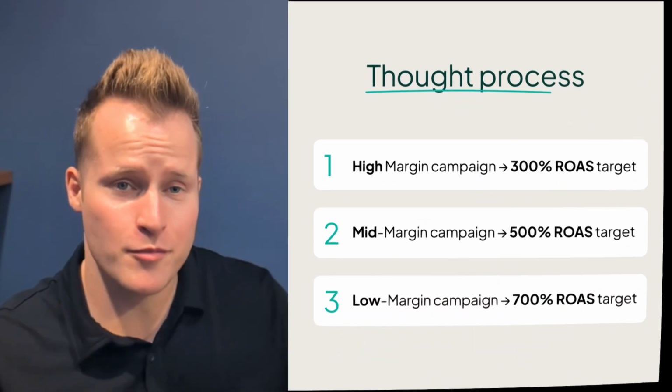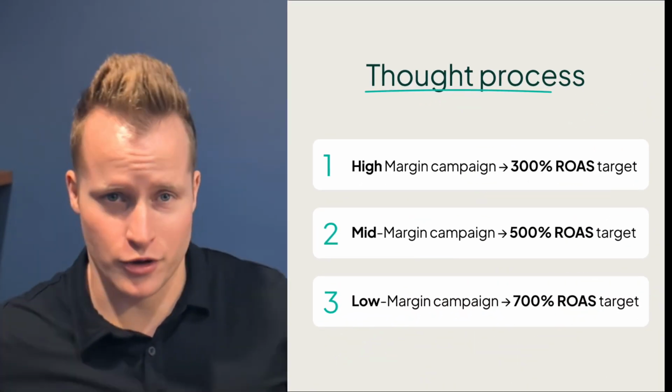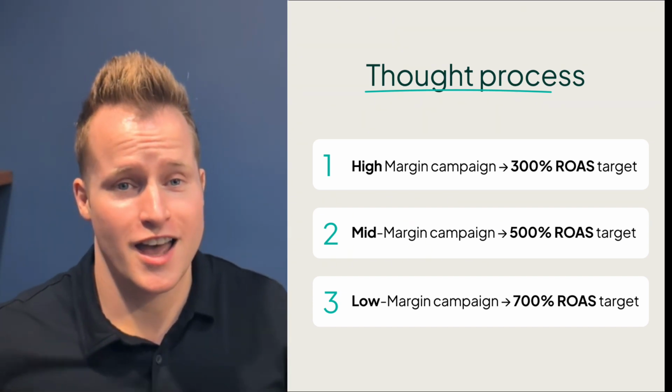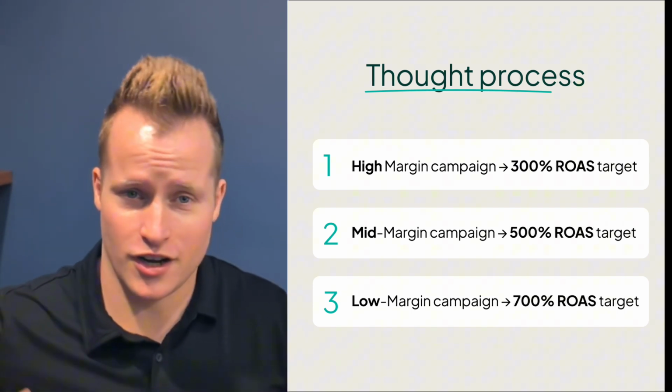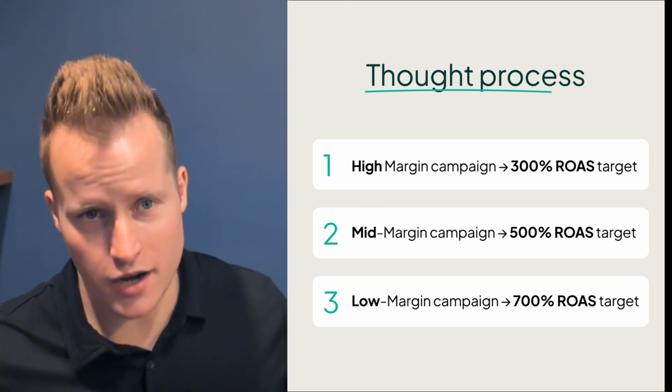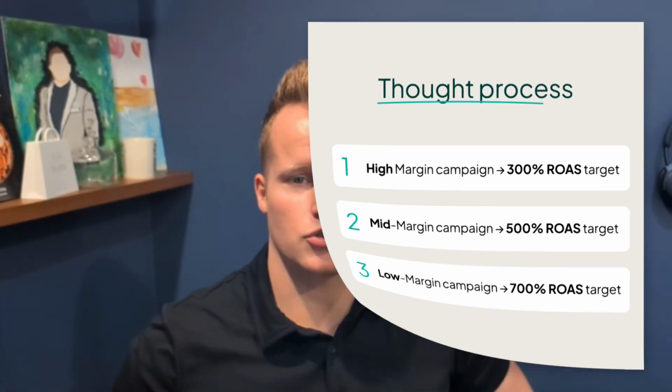It'll typically look something like this. You have a high margin campaign targeting 300% ROAS, you have a mid-margin campaign targeting 500% ROAS, and you have a low-margin campaign targeting 700% ROAS. Whatever these targets are, it doesn't really matter, but basically what we're trying to do is bid high for a high margin product and thereby get a lot of volume, maximize revenue, and for the lower margin products, you're basically trying to protect them so they're not unprofitable.